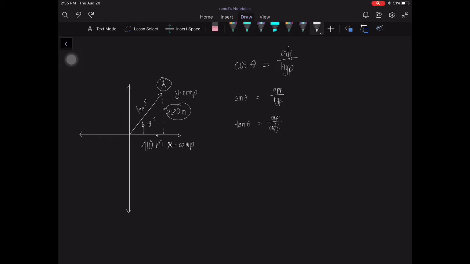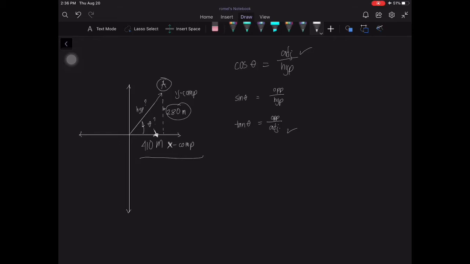So let us try to check the given first so that we will know which of these three we will use. Okay, so let's check. 410 meters is the x component, and this is the adjacent of the angle. I told you last time we should always base which is adjacent and which is opposite on the angle. So this side here is the adjacent of your angle, and this is the x component. Let us check which of these trigonometric functions have adjacent. Cosine has adjacent, and also tan has adjacent.